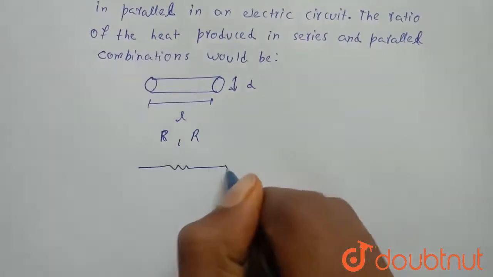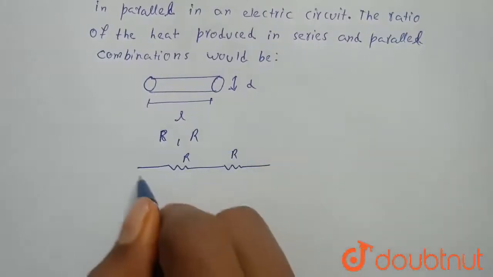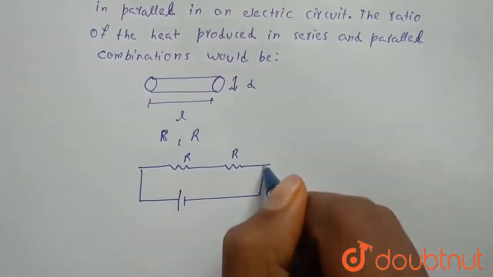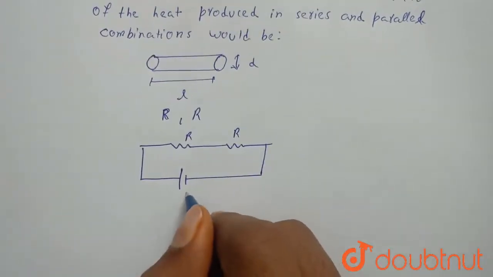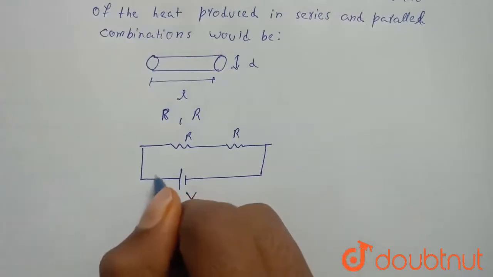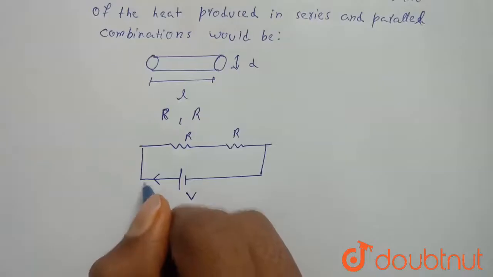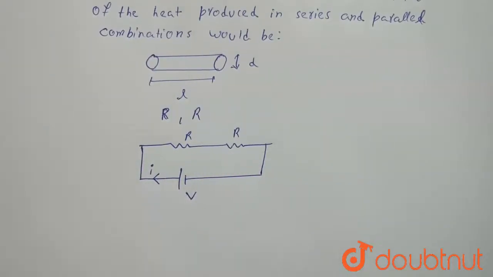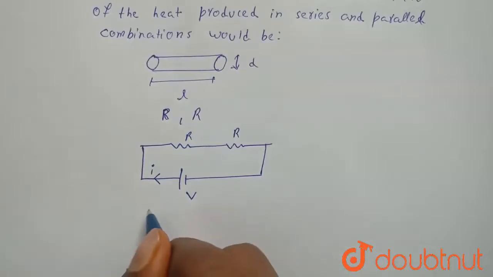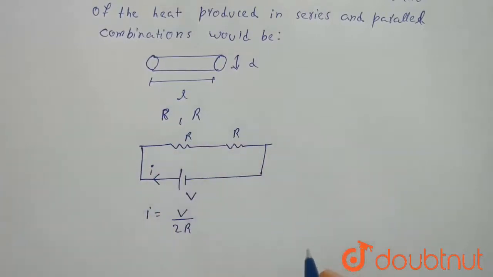So suppose these are two resistors. I am connecting them in series. So I'm assuming that both are connected to a V volt battery source. So then current in the circuit will be I, which will be equals to V upon R equivalent. R equivalent will be 2R as we have R in series.